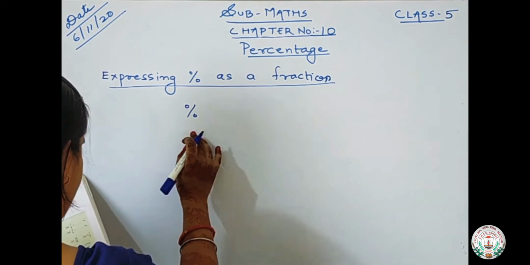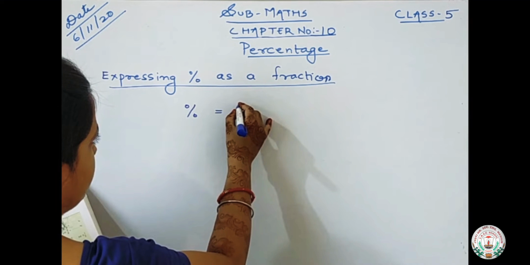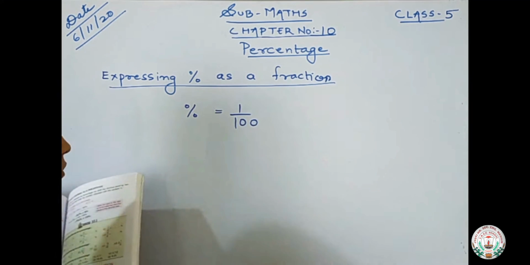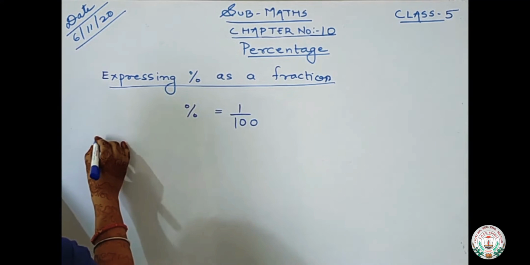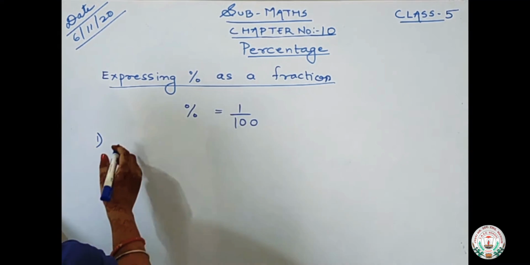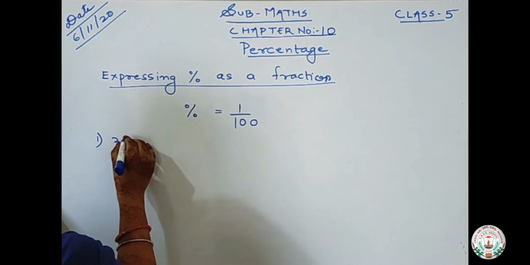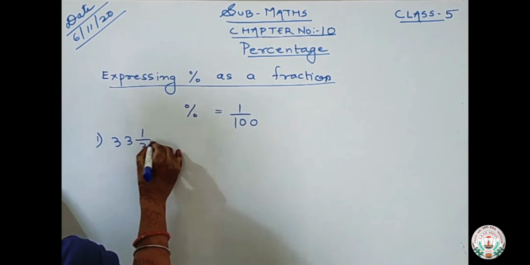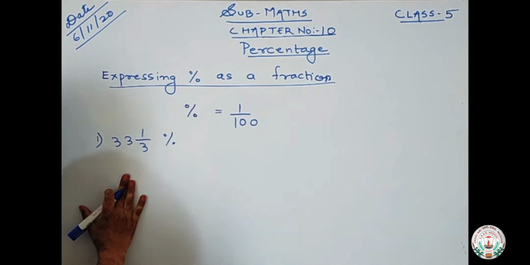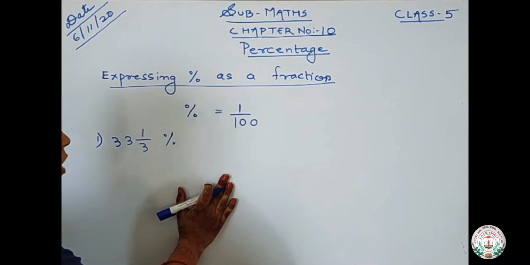So percent literally means per hundred. In place of the percentage sign we will multiply by 1 upon 100. Let us see this by an example. Example number 1 is 33 1 upon 3 percent. So this we have to convert into fraction form. So how will we convert?